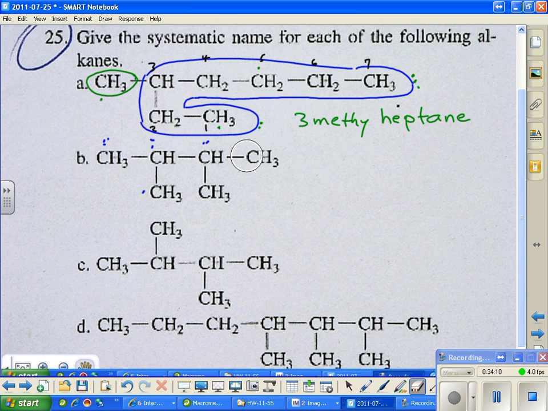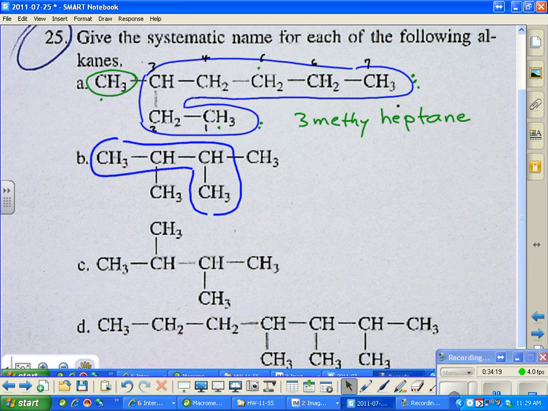Now you can be creative. You circle the one that you want. Excellent. I love it. Now we get to give it a name. And by the way, the names will come out different depending on how we circle. In this particular case the names would be the same, but sometimes they could come out different. Okay, so we have the longest chain.